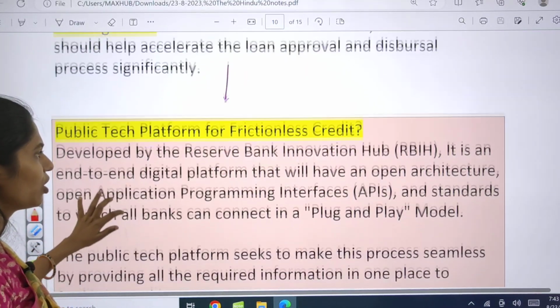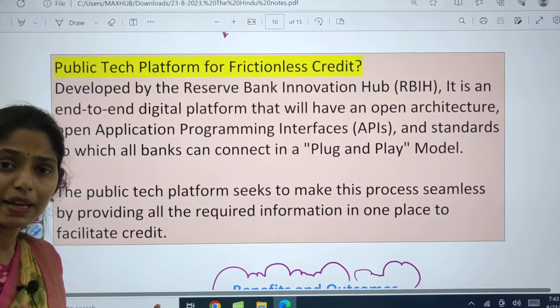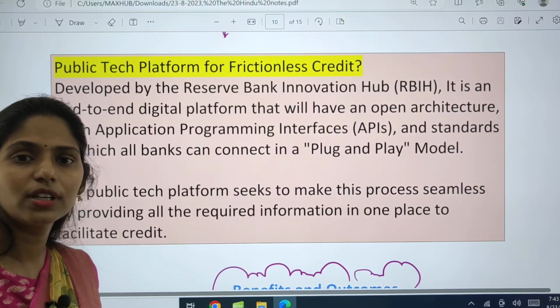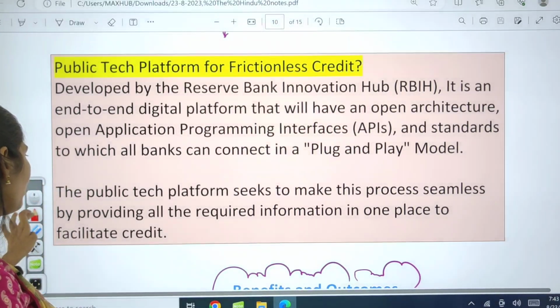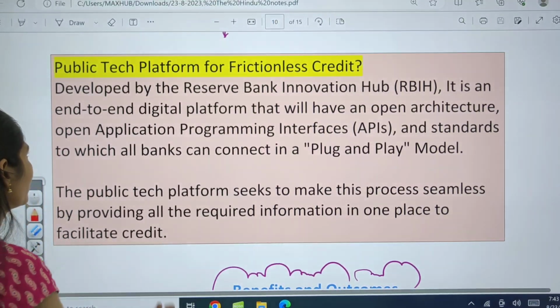Because small scale borrowers normally go to the money lenders and borrow money from them at a higher rate of interest. Because of this, that will also lead to the debt trap of that person. So to avoid this, we have to ensure easy loan availability.